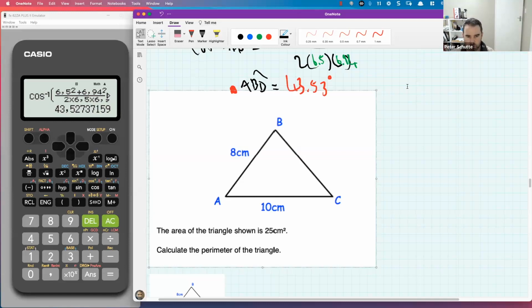So off you go. You're given that the area of the triangle is 25 centimeters squared. So that's the area. And you need to find the perimeter of the triangle. And the perimeter is the distance around the outside. So it's like if you were walking around here, you're walking around there. That's what the perimeter means. Okay, over to you guys.